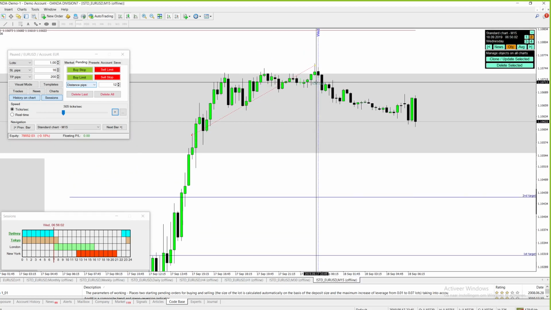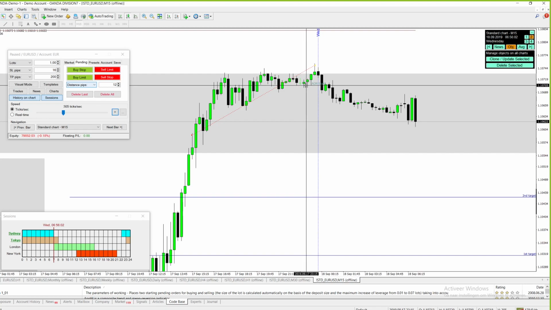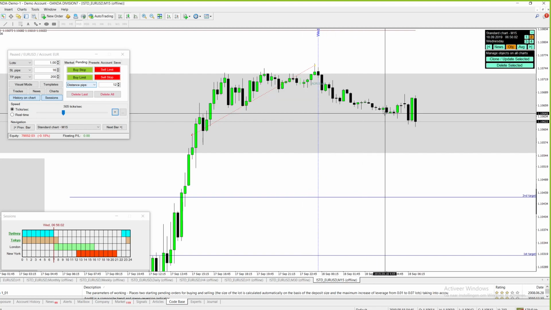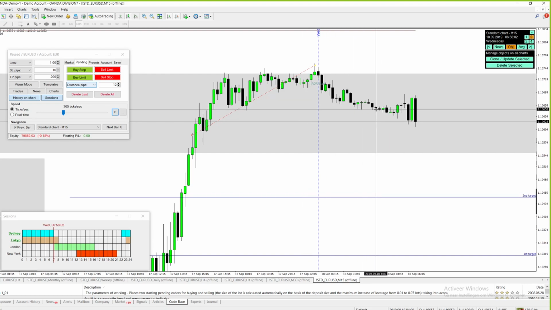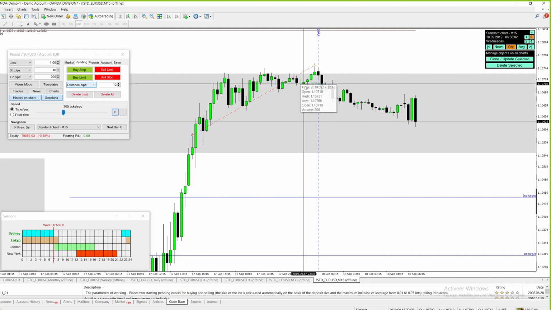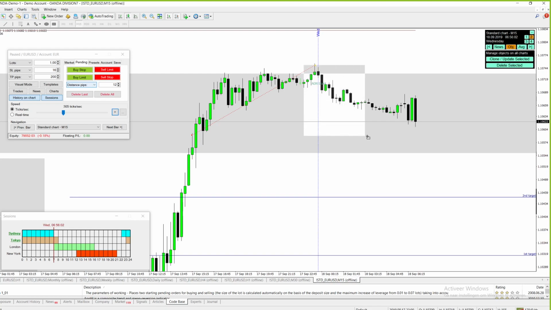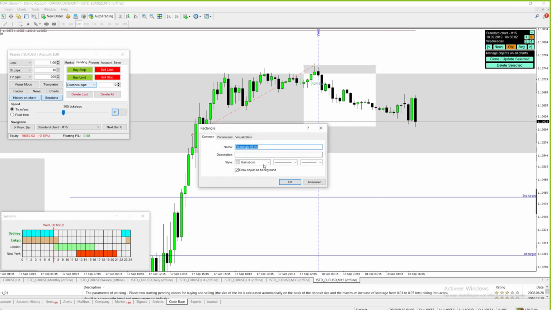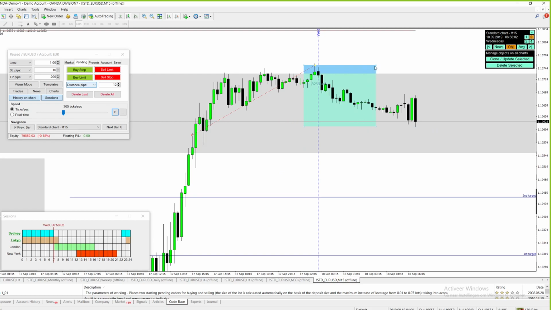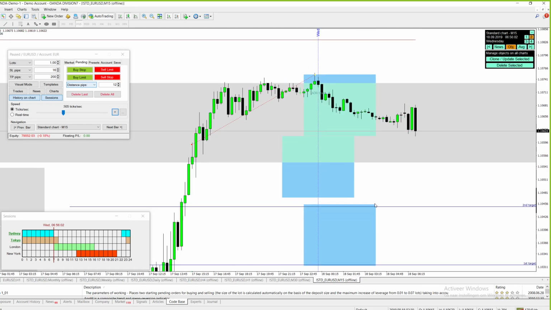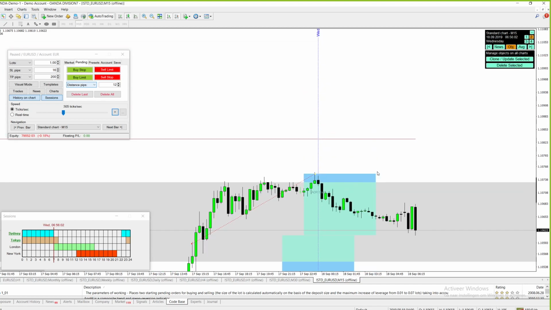And let me get the Asia range. It's this candle to this one. Let's make it blue. So 1, 2.